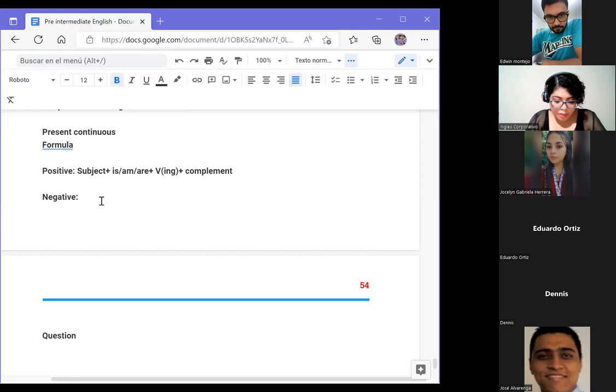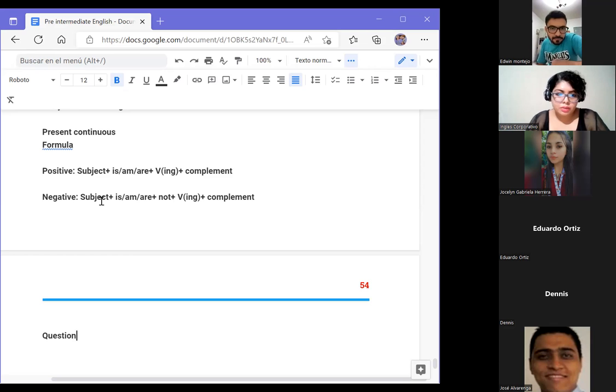Then we have the negative one, and it says that we need the subject again, plus is and are. In this case, we're going to use a not, plus verb with ing form, plus complement.